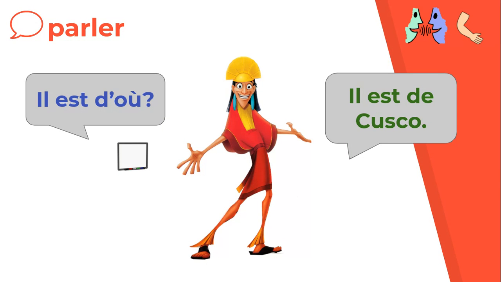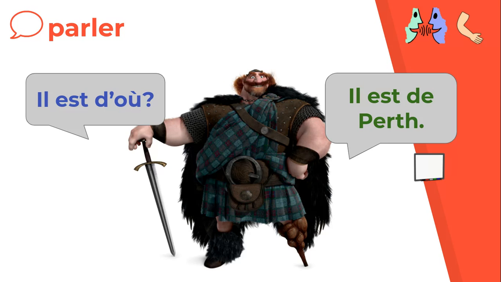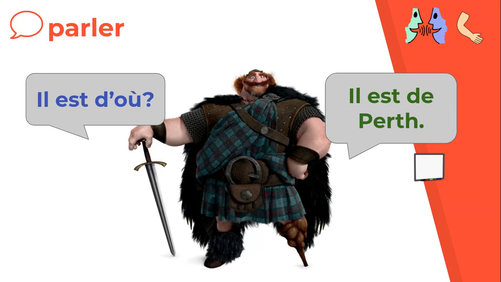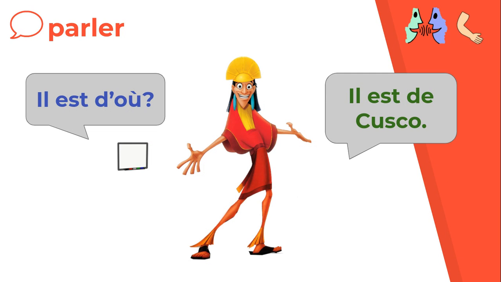So this time we're with our elbow partner. If you are the elbow partner closer to the screen, make sure that you're following the screen to know which thing is your turn. So we're going to ask il est d'où and answer il est de Cusco or wherever the city happens to be. So on va parler avec votre partenaire de coude. 3, 2, 1.